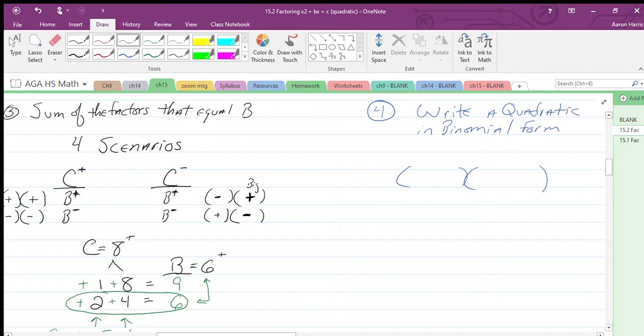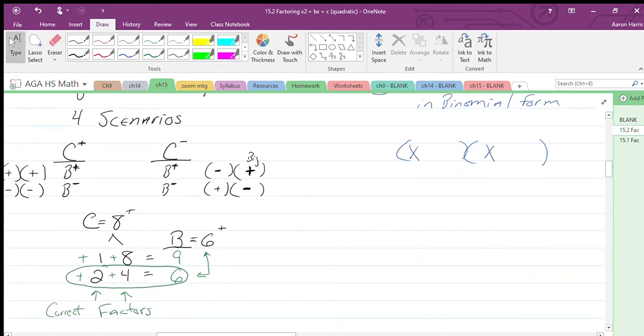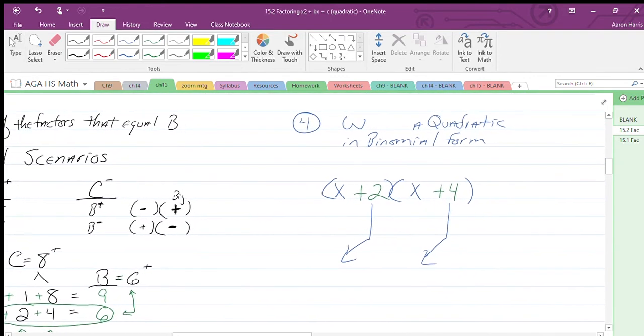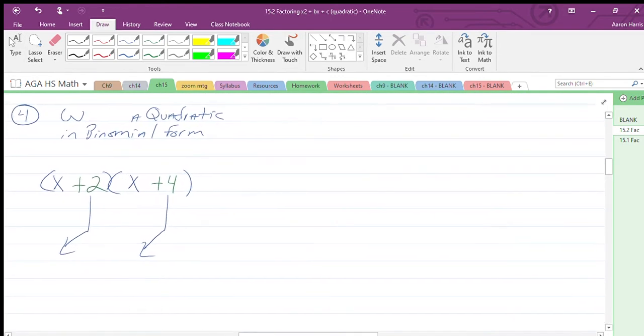Now, what is the variable? X. You're going to fill in X for the first term in both parentheses. Then, after that, you're going to fill in your factors. So the first factor is plus 2. So I am going to put a plus 2 here. And then the second factor is a plus 4. And that's how simple that is. That's how easy it is to write a quadratic in binomial form.